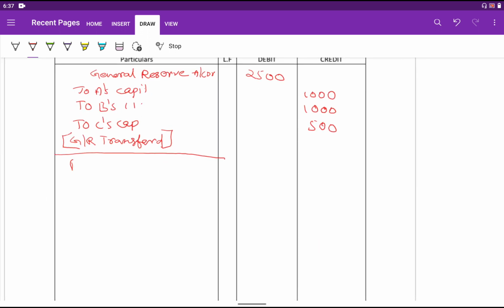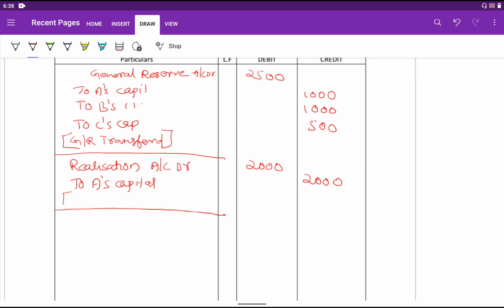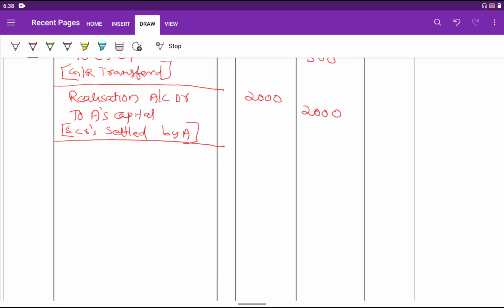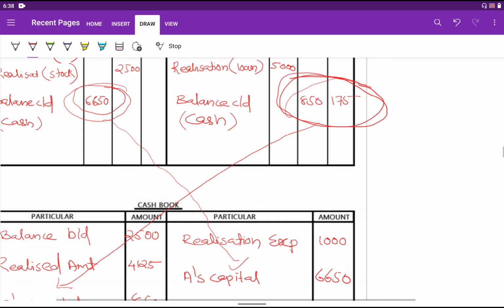Realization account debtor to A's capital. How much is the amount? 2,000. What is the narration? Realization sundry creditors settled by A. Anything you can write, what you feel that you can write, but narration should be there. Settled by A. Okay. What is the next one in partners capital account?